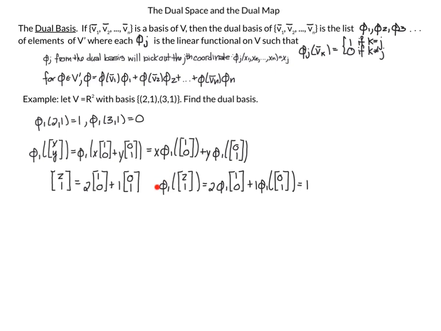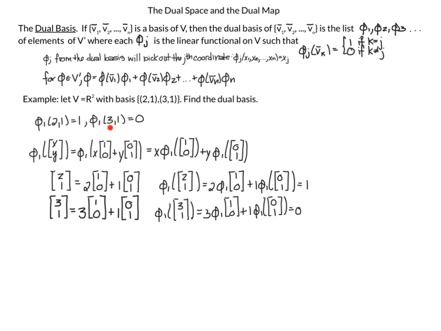So now we can write our phi of (2, 1). Again, because it's linear, we can take out our scalar: 2 times phi of (1, 0) plus 1 times phi of (0, 1). And this phi of (2, 1), we have that equal to 1. Similarly, for phi of (3, 1), we're going to write (3, 1) as a linear combination of our (1, 0), (0, 1). And then phi 1 of (3, 1) becomes 3 times phi 1 of (1, 0) plus 1 times phi 1 of (0, 1). And from our bases, this is going to be equal to 0.